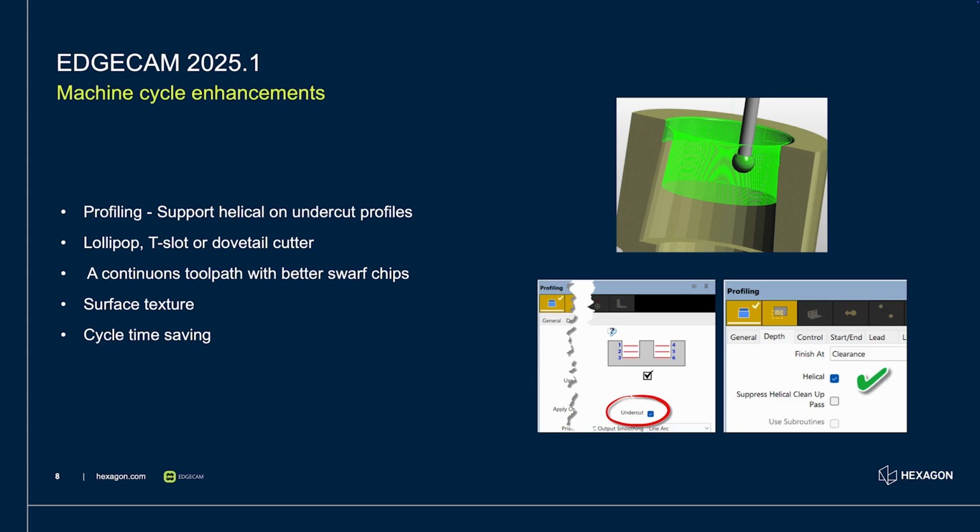It gives us a better tool path. Your surface texture should be better as well, keeping the tool on cut better for the carbide, and there's a cycle time saving to be enjoyed because you're not leading in and leading out.